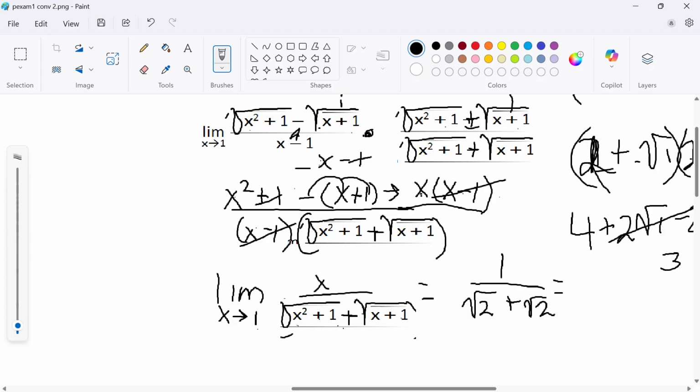It's like x plus x is 2x. So this is 1 over 2 square root 2. You can leave it like that, 1 over 2 square root 2, and in fact I think that's how the instructor left it.